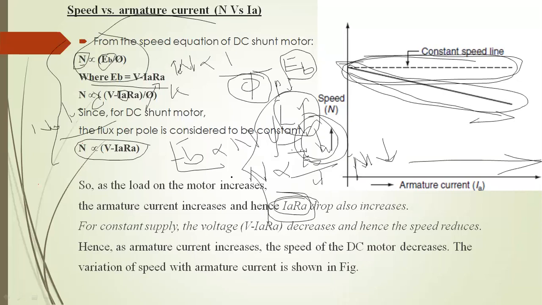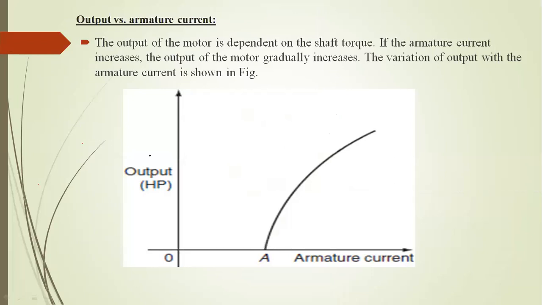So this is the performance characteristic between the speed and the armature current, which depends upon these formulas. And the next one is output versus armature current. Here there is only one point to discuss. The output of the motor always depends upon the armature current and shaft torque. The output of the motor depends upon the shaft torque because the torque is directly proportional to the armature current. So we can say the output of the motor also depends upon the armature current, right?